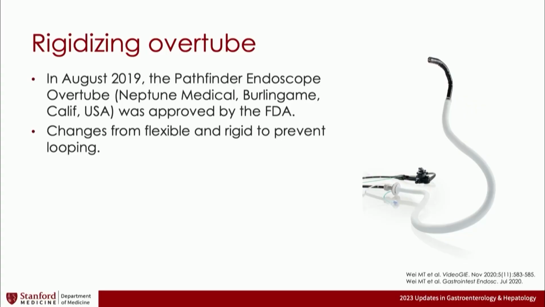The way this works is during endoscopy, when you reach an area of interest and you've reduced the colon as much as possible, then you reduce the scope as much as possible, then you advance the overtube, and you switch on the vacuum, allowing for rigidization of the overtube up to 15 times. This helps prevent looping from forming as you then advance the colonoscope.